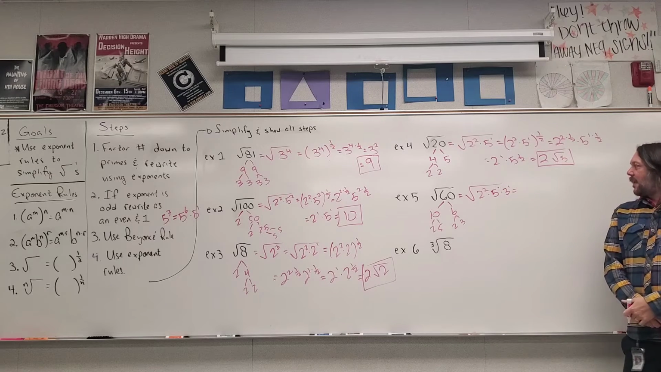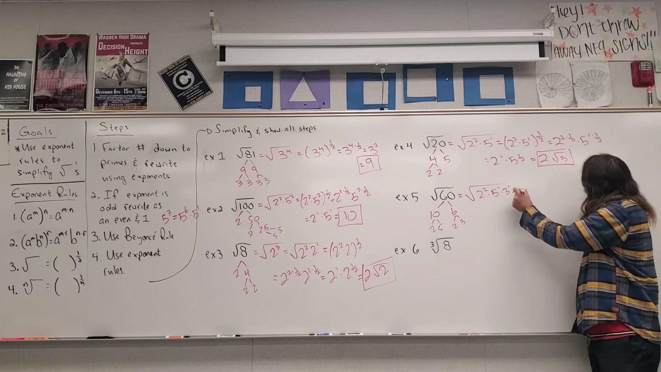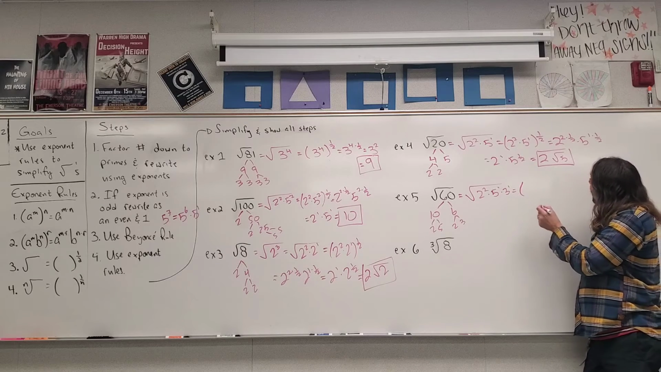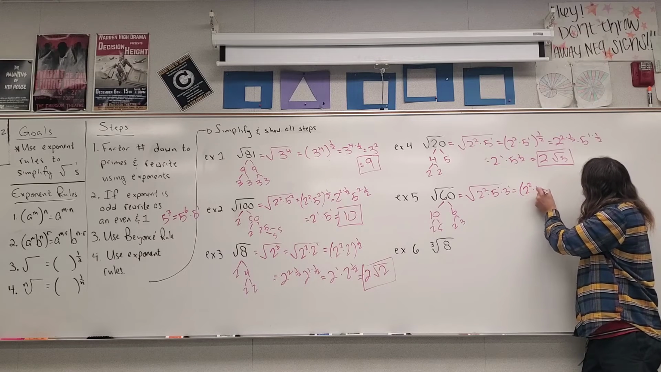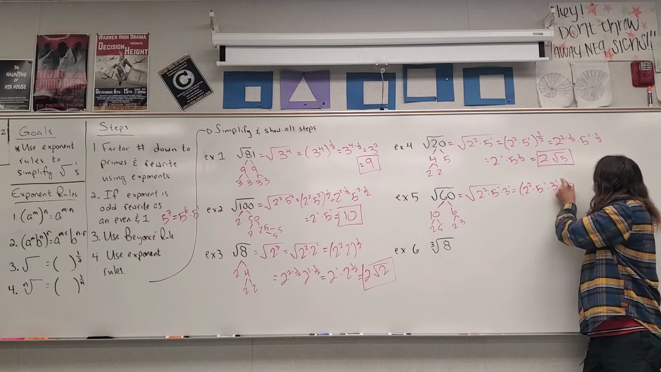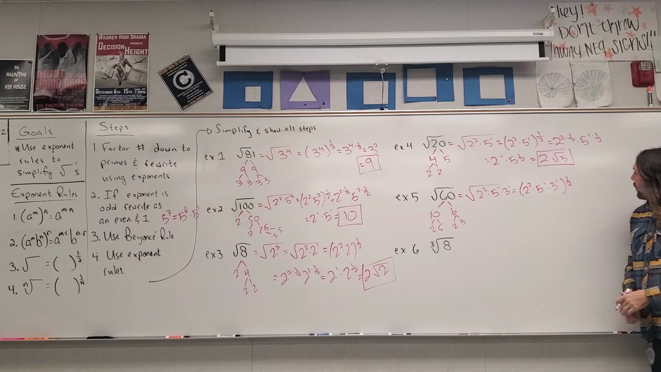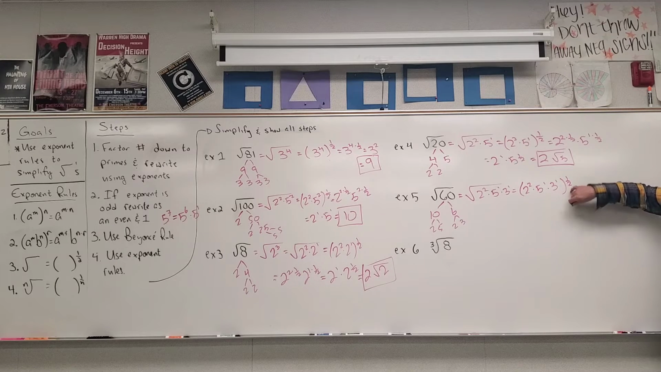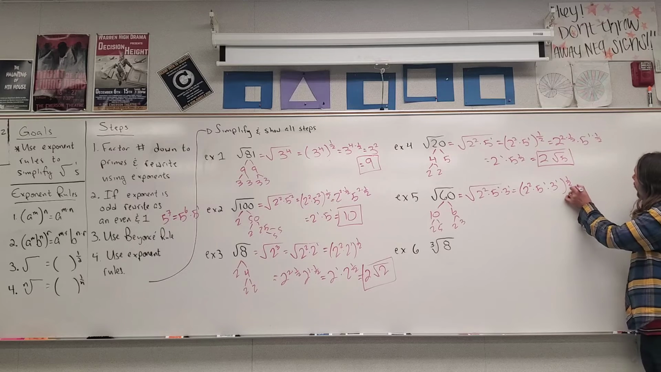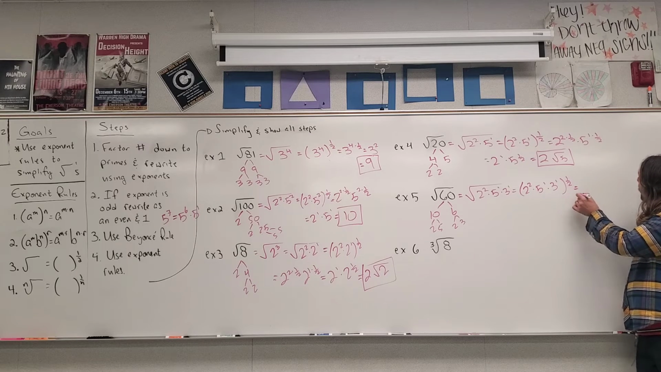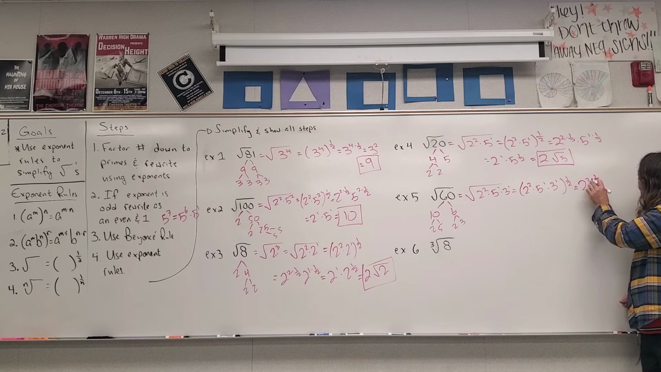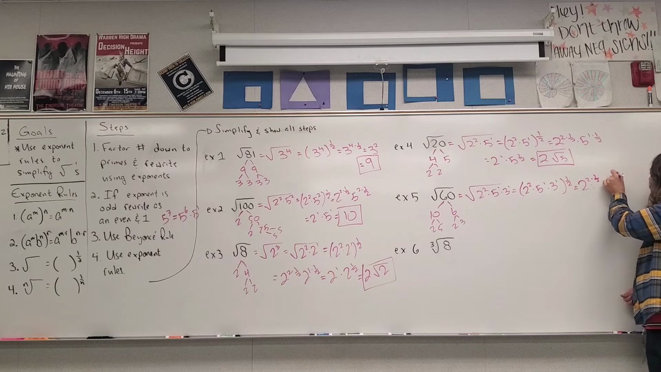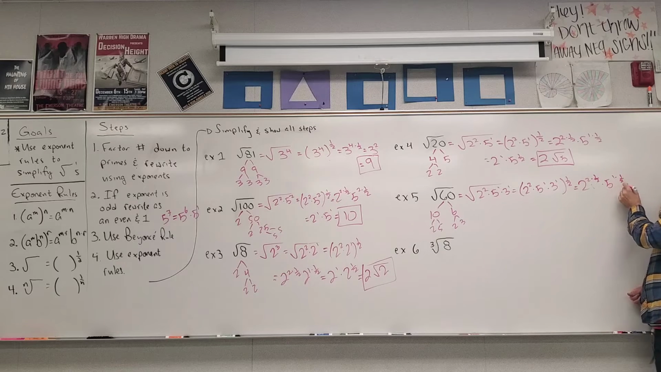Okay, so now I can replace my radical with a parentheses. Parentheses to the 1/2 power, 2 squared times 5 to the power 1 times 3 to the power 1, to the 1/2 exponent. So again, like before, I can distribute this exponent to these exponents. I get 2 squared times 1/2, times 5 to the power 1 times 1/2, and 3 to the power 1 times 1/2.